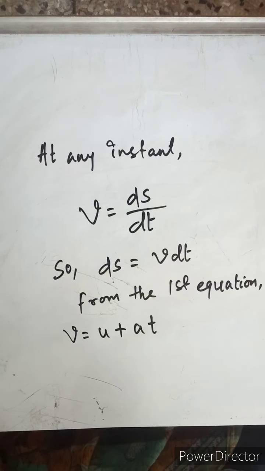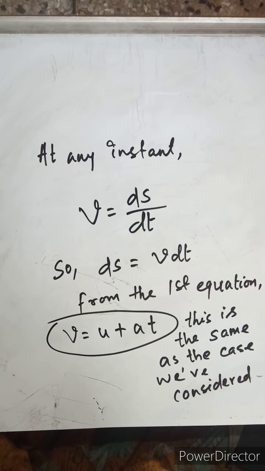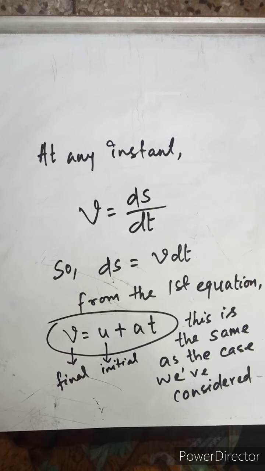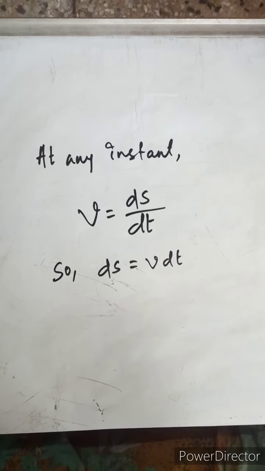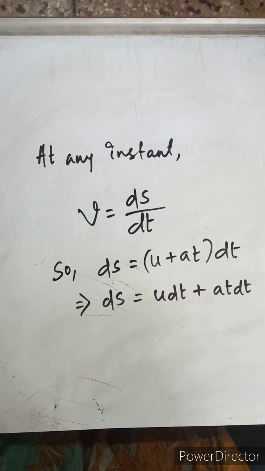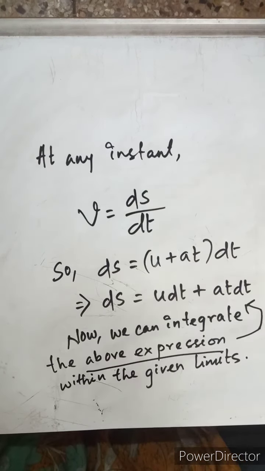Now ds therefore will be equal to v dt. Now from the first equation we know that v = u + at. We had done this. So this is the same as the case we've considered right now, because the final speed, initial speed, acceleration, time, they are all the same. So we can use this case for the value of v. Yes, we'll be using u + at instead of v over there, as noted by the arrow. So ds = v dt, or instead of v we can write (u + at) dt. So dt gets multiplied in both the terms on the right hand side: u dt + at dt.